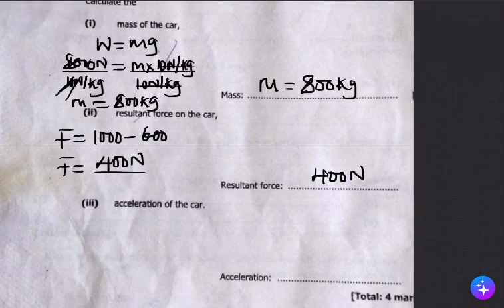So we have the acceleration of the car. When you are calculating acceleration, we use the formula. If we can remember, in here we have force, and then there we have mass, and then we have acceleration. So when we are stating, force is the product of mass times acceleration.